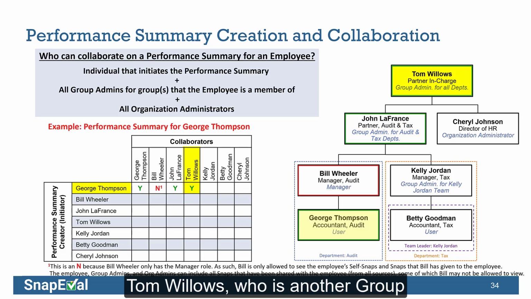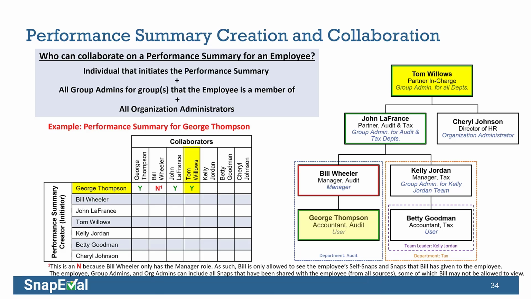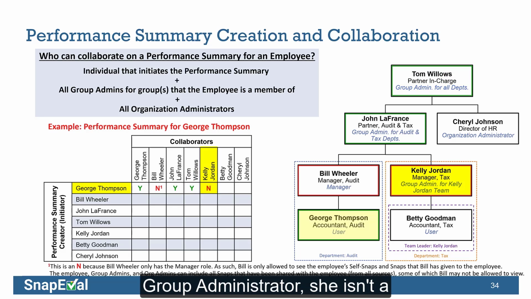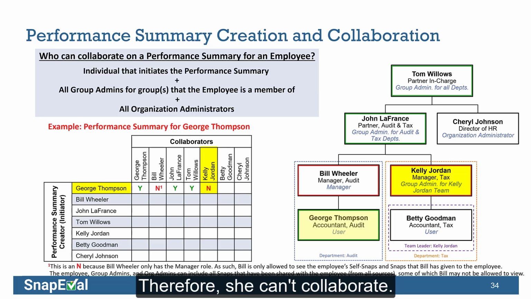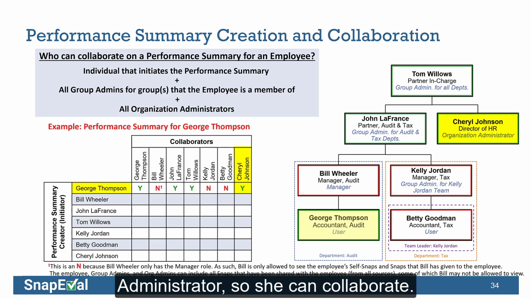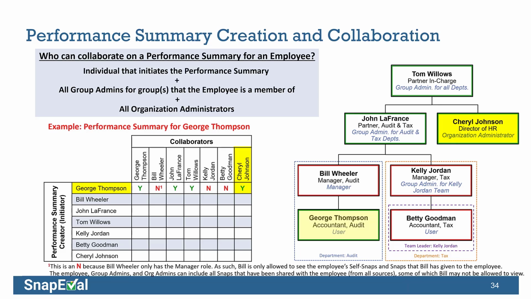Tom Willows, who is another group administrator for the audit department group, can also collaborate. Although Kelly Jordan is a group administrator, she isn't a group administrator for a group that George is a member of. Therefore, she can't collaborate. Betty Goodman is George's peer. She doesn't have an administrator role and can't collaborate. Cheryl Johnson is an organization administrator, so she can collaborate.